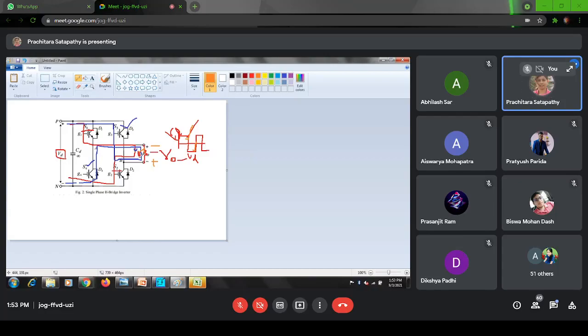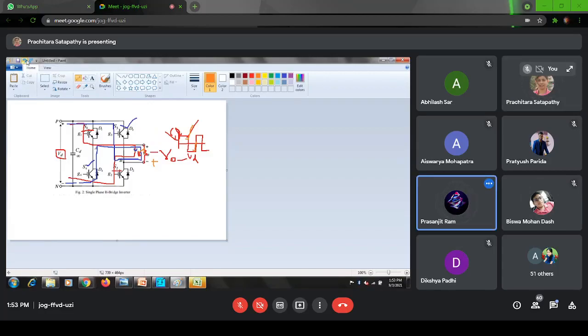Here it is mentioned positive and negative, meaning this is your reference. So for the first half cycle you are considering this as positive, so if you are going from this to this, then that means you are getting negative. Yes or no? Yes, ma'am. Is it clear?